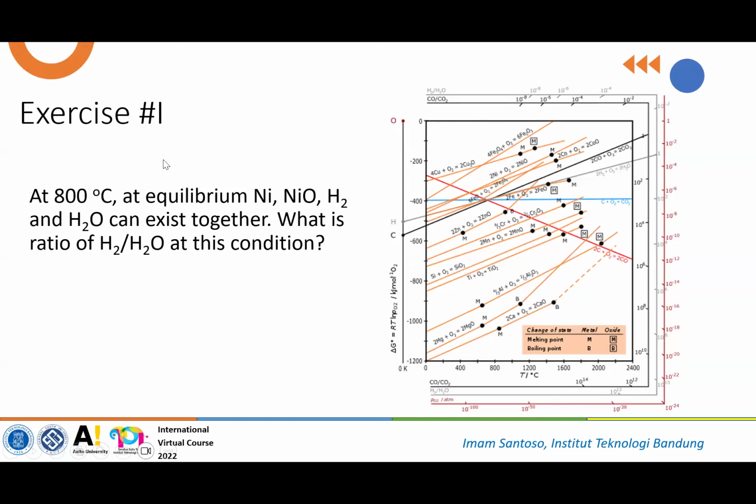Exercise. At 800 degrees C, at equilibrium, nickel oxide, hydrogen, and water can exist together. What is the ratio of hydrogen and water at these conditions?